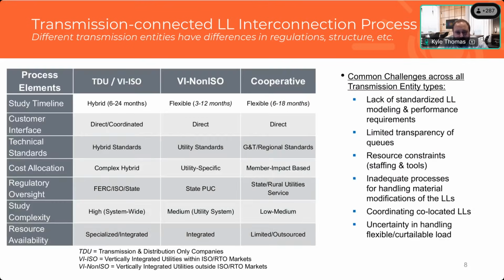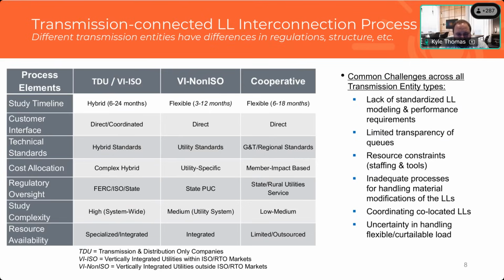So I mentioned before that one of the aspects of this project that very quickly we got into a lot of discussions about was the various different types of transmission entities and how there are some specific nuances and differences that ultimately change in some aspect the process elements, the timing, the interface, and the coordination during this large load interconnection process. So we've got a few terms here that we highlight in the report. So first is TDU, that's just the transmission and distribution only companies, so those that don't own generation.